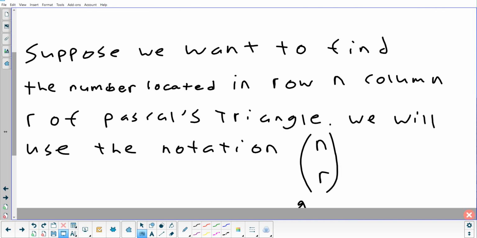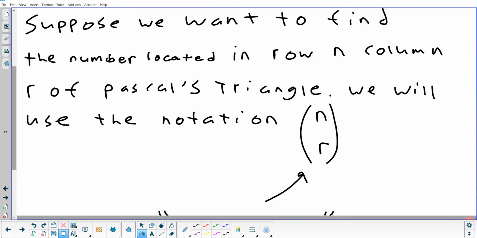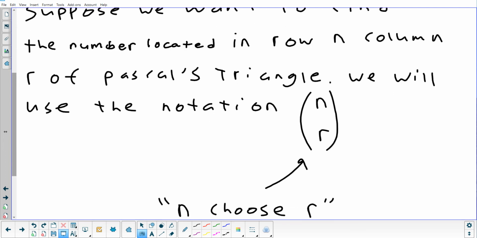So I told you there's a notation that we're going to use. If you want to find something in a certain row and in a certain column, the notation that we're going to use is n on top of r with parentheses around it. That's not how you say it, but I'll tell you how you say it in a second. That's pronounced N choose R. And the reason it's pronounced N choose R is because this is a probability concept.